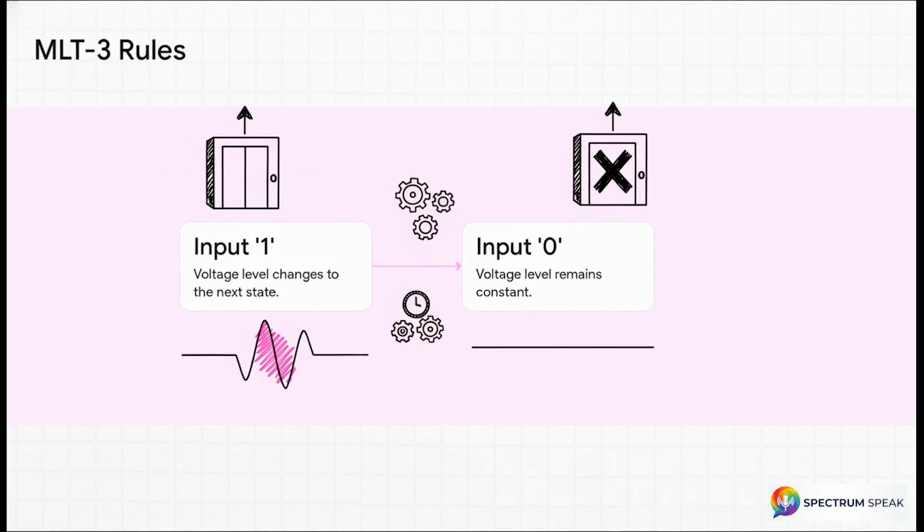All right, so here are the absolute mathematical rules of the MLT3 elevator. They're strict, but honestly, super simple. Rule number 1, if the input data is a binary 1, the elevator must move to the next floor in its sequence. So a binary 1 forces a voltage level change. Rule number 2, if the input data is a binary 0, the elevator stays exactly where it is. It holds its current voltage level perfectly constant until the next one comes along. Basically, 1 means move and 0 means hold.